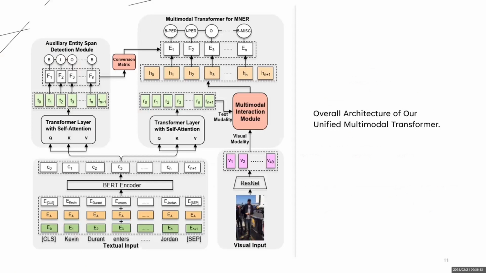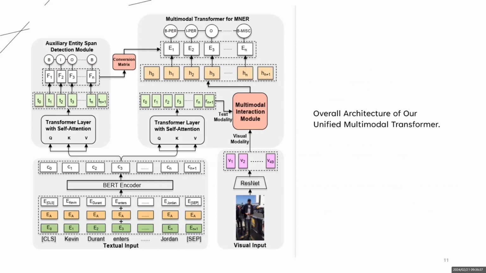Unimodal representation learning involves both the text and the image inputs. BERT is used for the text, with CLS and SEP tokens added to each input sentence. For the image, a pretrained CNN model extracts meaningful features from deep layers. In the top right corner is a multimodal transformer used for MNER.